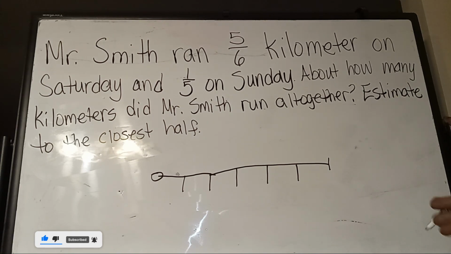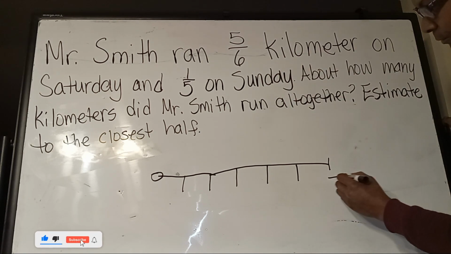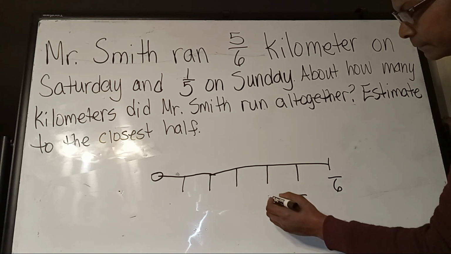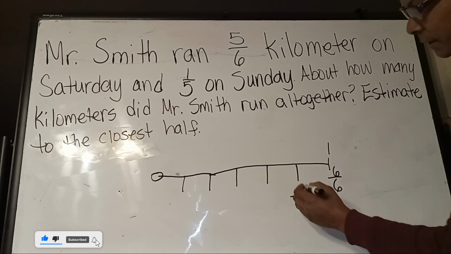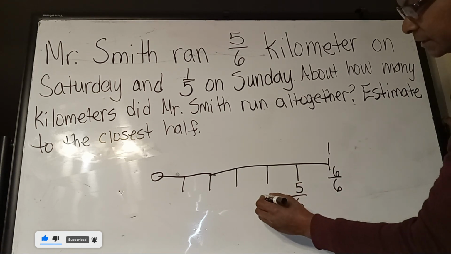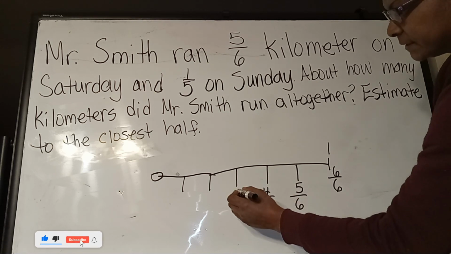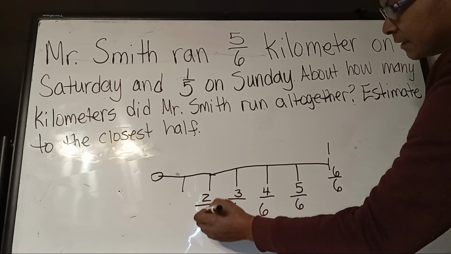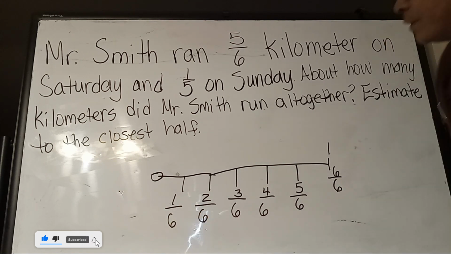All right, at our whole, since we have a 6, the denominators for each one of these are all 6s. So this would be 6/6, which would actually mean 1. This is 5/6, this would be 4/6, this is 3/6. I'm going backwards, I apologize. And here's our 1/6, and here is our 0.